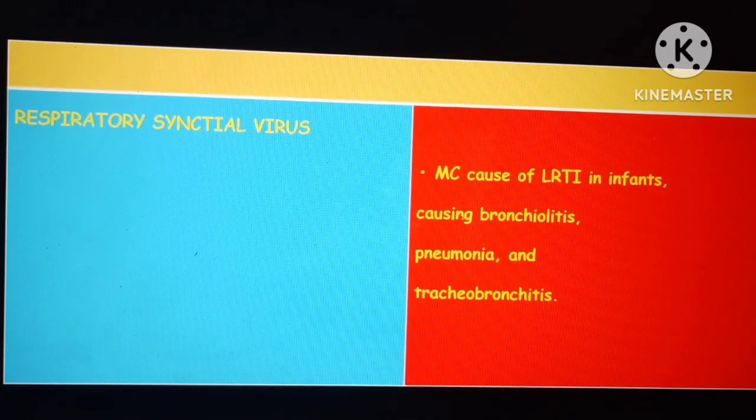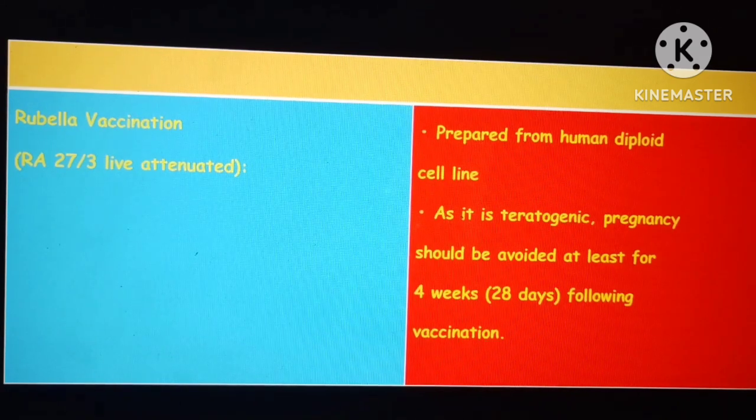Coming to RSV, it is the most common cause of LRTI in infants, causing bronchiolitis, pneumonia and tracheobronchitis. Coming to rubella vaccination, the strain is RA 27/3 and it is prepared from HDCL, the human diploid cell line. As it is teratogenic, once the vaccine has been given, pregnancy has to be delayed for at least 1 month.